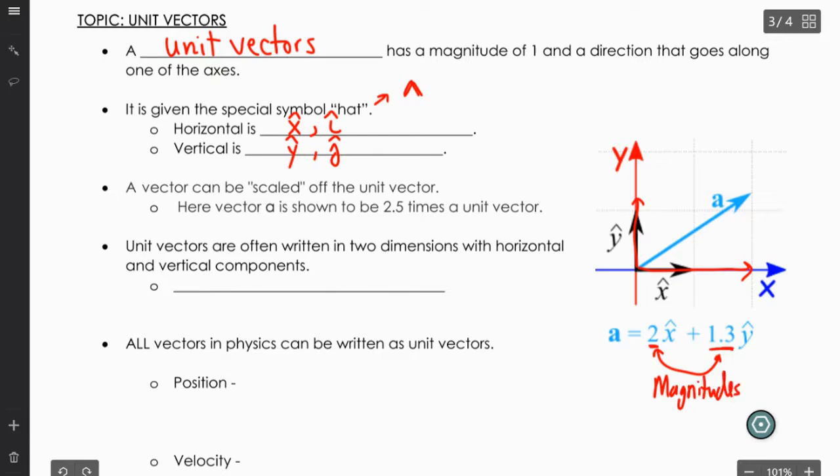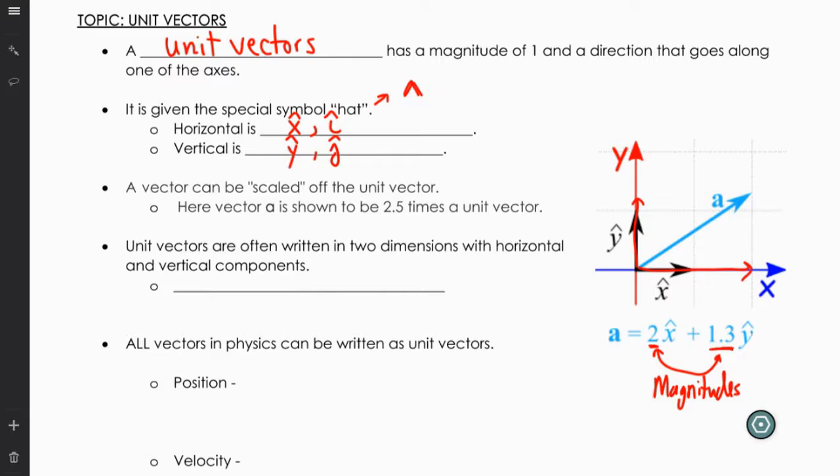Sometimes that's how they write the velocity. Sometimes that's how they write the acceleration vectors. They just say 2 x hat plus 1.3 y hat. So this is just like a vector A. This could easily be acceleration. So a vector can be scaled off the unit vector. Here, vector A is shown to be 2.5 times a unit vector.